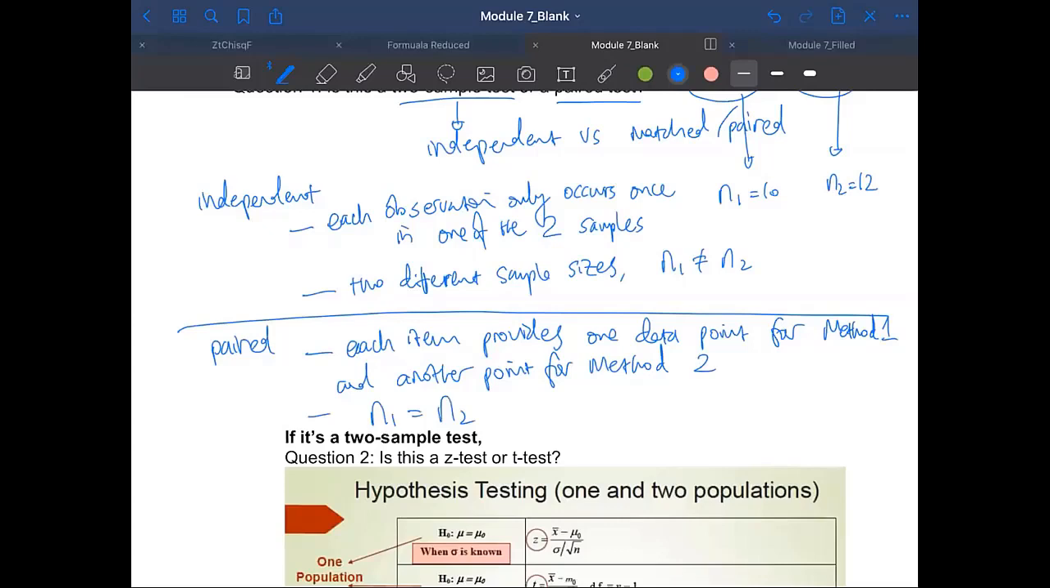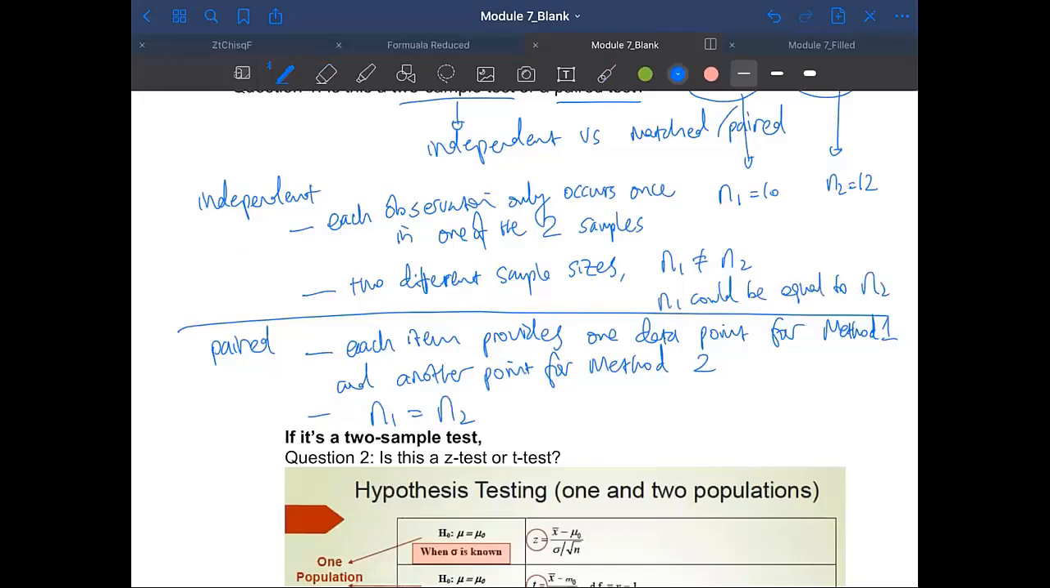For some cases of independent samples, even if N1 and N2 are the same, it doesn't mean you have a paired sample. So if it's a paired sample, that means N1 is equal to N2. But on the other hand, if you have N1 equal to N2, it doesn't mean 100% of the time it's going to be a paired sample. It could also be independent, because for independent samples, N1 could also equal N2. Maybe I'm not very clear here. I'm going to write down 2 different sample sizes, but it doesn't have to be always the case. N1 could be equal to N2 as well.